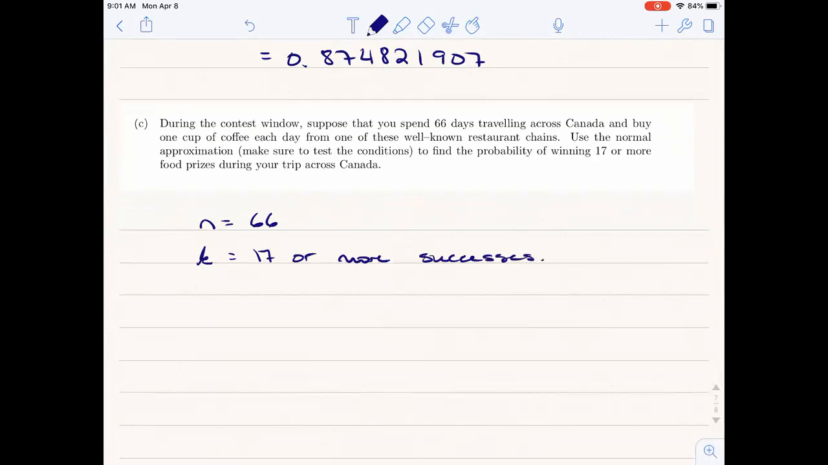You definitely could do it on your calculator just like we did before, right? But that's the same as finding the probability of 17, 18, 19, 20, and so on, all the way to 66. Sounds terrible. Even if you use the shortcut of 1 minus the probabilities of 0, 1, 2, 3, all the way up to 16, you'd still have to find 17 probabilities, and it just sounds terrible. So what we do is we check the assumptions: we have to have at least 10 expected successes and at least 10 expected failures. And then we can use the normal approximation.